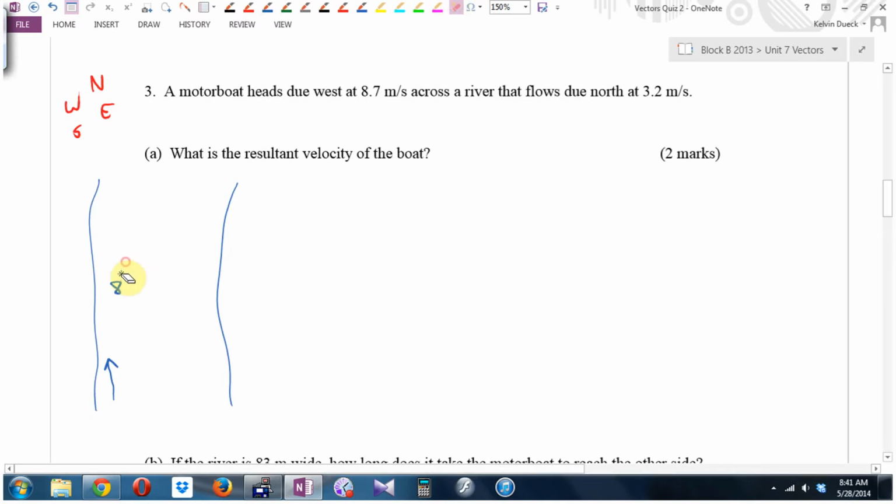Told you, it's why I draw that compass thing. Doesn't help, mister. Shut up. Okay, motorboat's doing this, and the current is doing that. And they want the resultant.